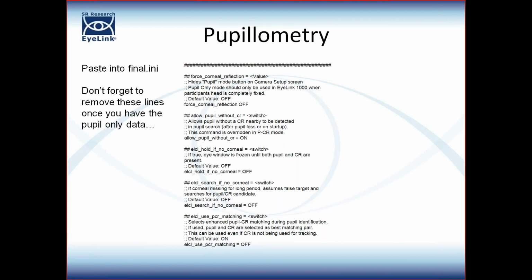So final INI is the INI file that's read in last of all of the INI files in the host software directory. It will override any of these settings that have been set previously, and having done that, you will find that when you go to record your data, you can select pupil only mode on your eye tracker. So you can select pupil only mode, you can then track your artificial pupil. Don't forget to remove these lines from final INI before you go off and collect actual data on participants.